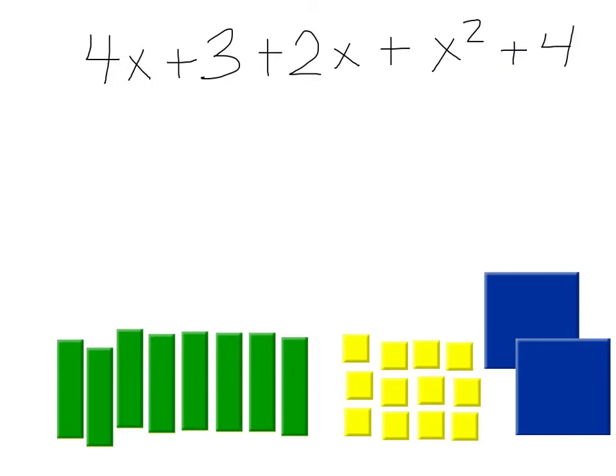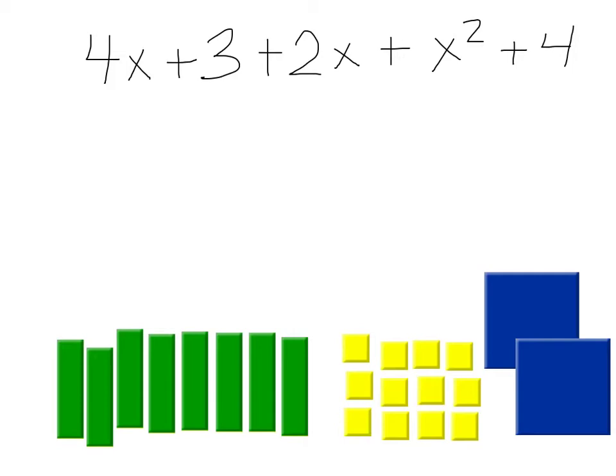Okay, so if I'm given a problem like 4x plus 3 plus 2x plus x squared plus 4, I need to combine my like terms. Well, by looking at these algebra tiles, you can see that they're very different. So x's are green, x squares are blue, and they're different shapes, which means that they cannot be combined. I cannot say how many green pieces do I have and combine blues and greens. So x's are the green ones, x squares are the blue ones.